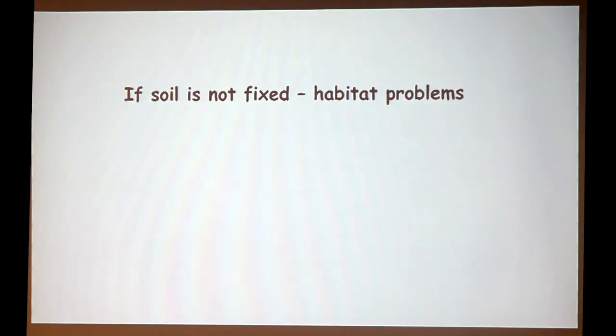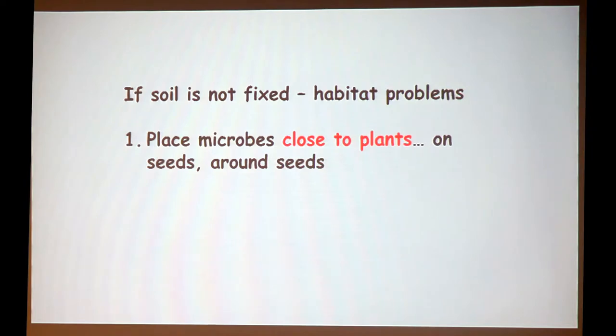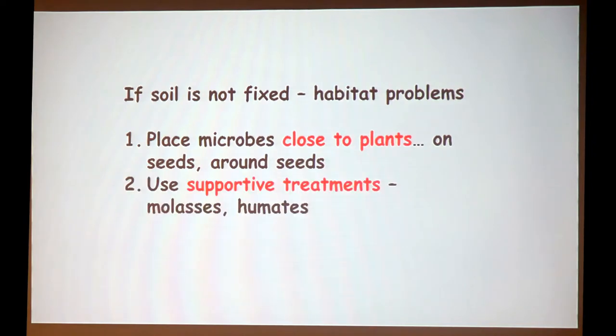Bottom line is, if we don't fix the soil, we will have habitat problems. So the idea is to place microbes as close to the plant roots as you can, if we're talking about existing plants. There are other opportunities if we're growing brand new little plants, but placing them on the seeds, on the roots directly, if that's possible, or around the seeds is the best idea.